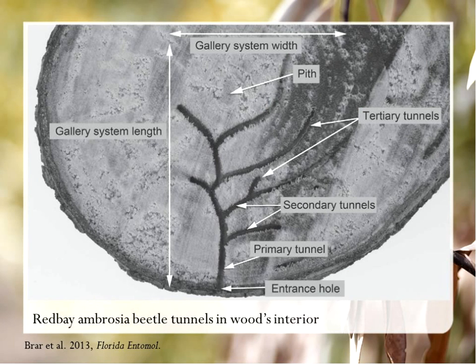So this is just another illustration of their gallery systems. You can see right here they enter, and again, most bark beetles hang out in this area, but they'll go in deeper, and this is where their galleries will be occupied by their symbiotic fungi. This is where they'll lay their eggs, and this is where they spend the majority of their life.